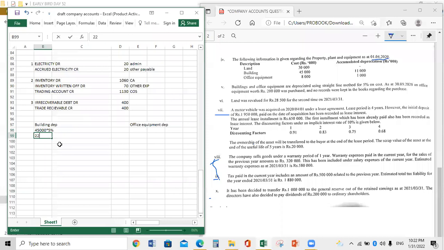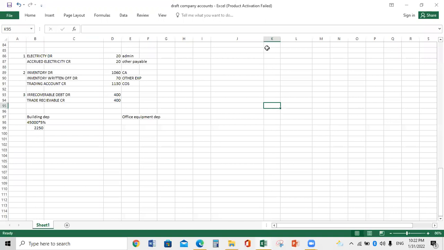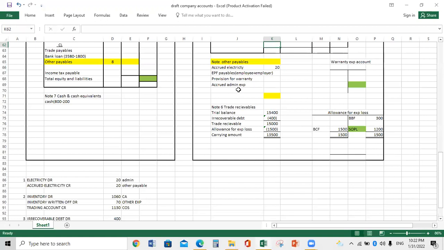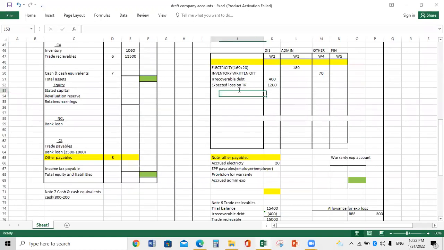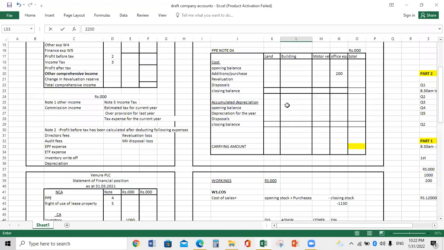2,250. So write the double entry, guys. Building depreciation is an expense. Administration expense. Go to your administration expense and say building depreciation. Record under administration expense, 2,250. You debit the depreciation account and you credit the accumulated depreciation. So depreciation for the current year is 2,250. Okay, so that is done. You recorded in both the places.